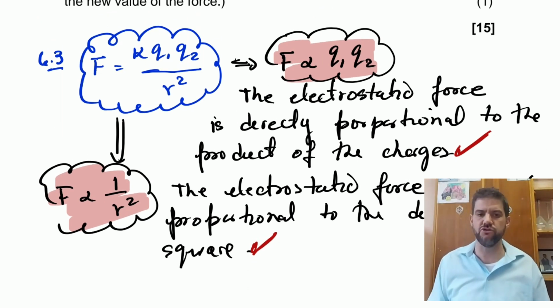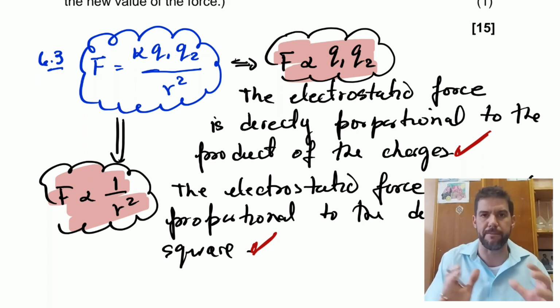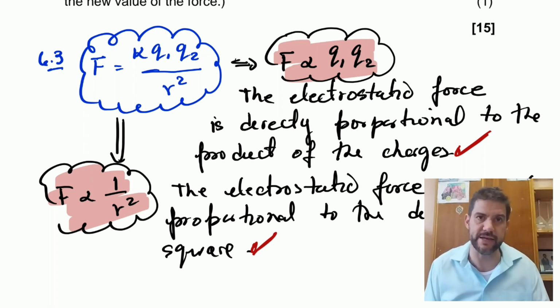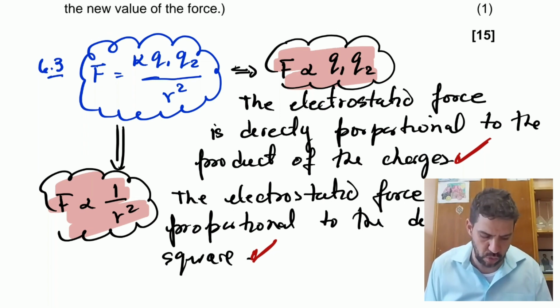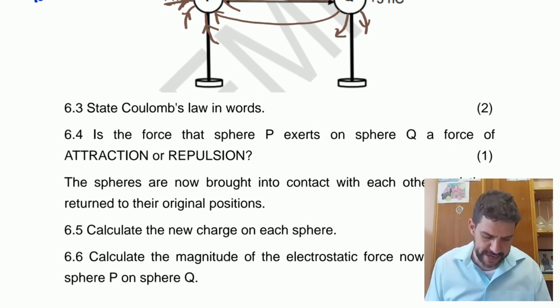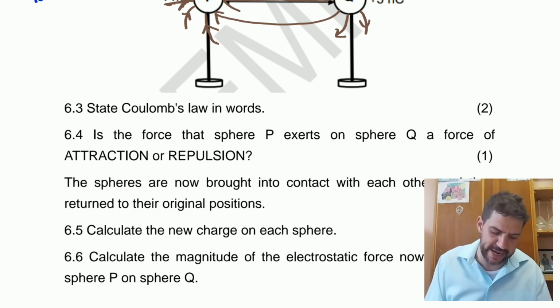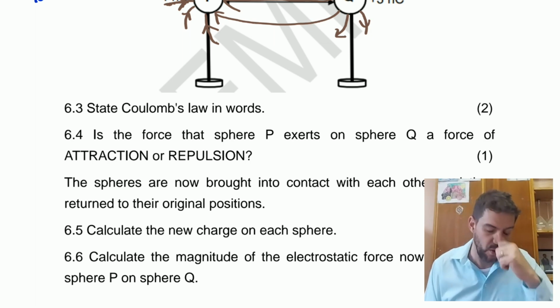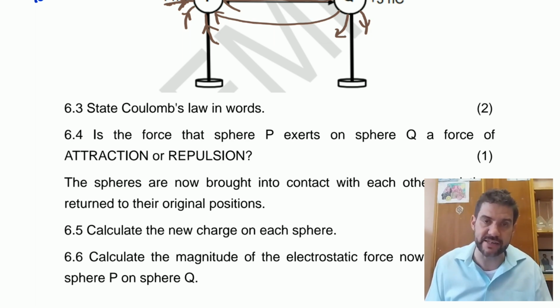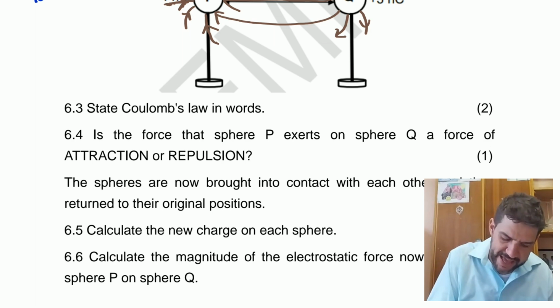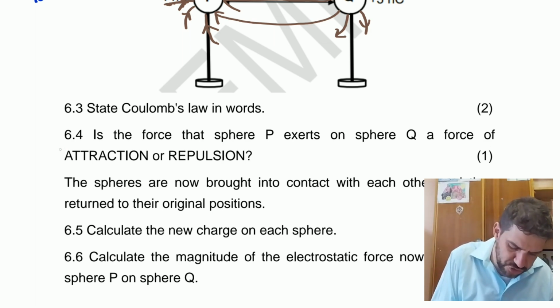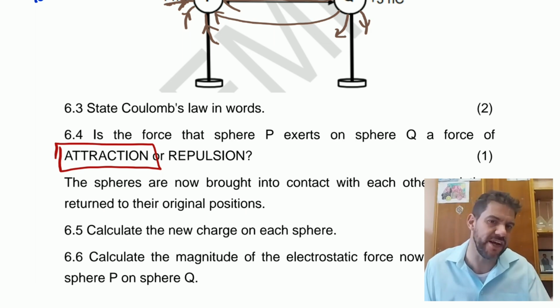All you have to do is to be able to read in terms of proportionality the relationship between force and the product of charge, force and the square of the distance. Now, question 6.4 says, is the force that P exerts on sphere Q a force of attraction or repulsion? Well, they are unlike charges. Unlike charges attract each other. You can see them there. So the answer here is attraction. That is the nature of the force.